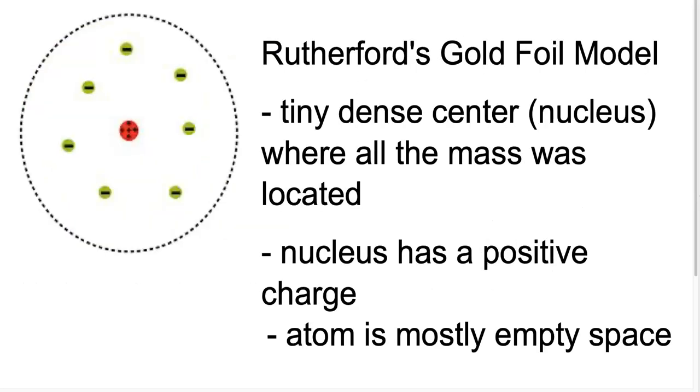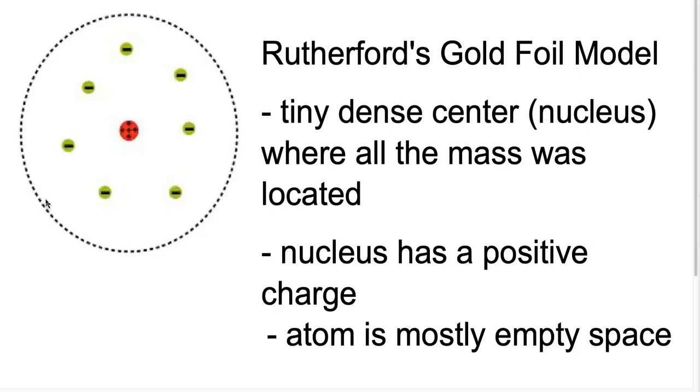The next one was going to be Rutherford's gold foil model. Okay, and so what's different about this, notice Rutherford, you have the nucleus here, and the nucleus does have a positive charge, and the electrons are all outside of the nucleus. And so Rutherford, he used this gold foil experiment where he shot alpha particles that were positive at a thin film of gold. Most of them went straight through. And so he said, well, the atom's mostly empty space.